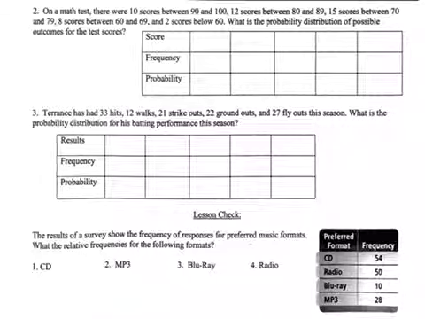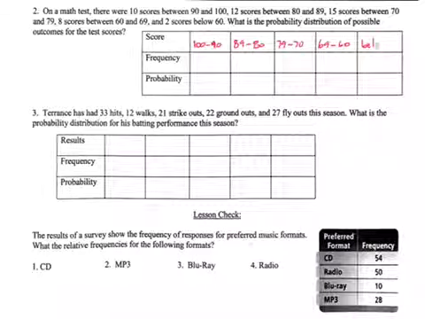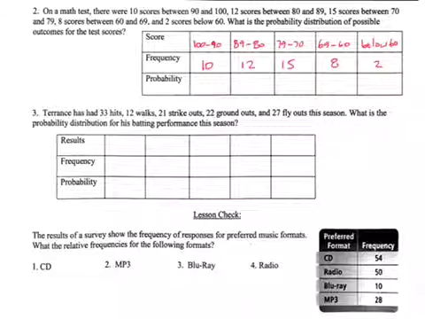We'll say, let's do 100 to 90. We'll do 89 to 80, 79 to 70, and then 69 to 60, and then below 60. And so the frequency in which this occurs, we have 10 here, 12, 15, 8, and 2. And so the probability, remember, is the frequency over the total.